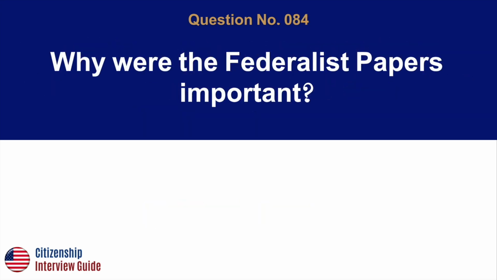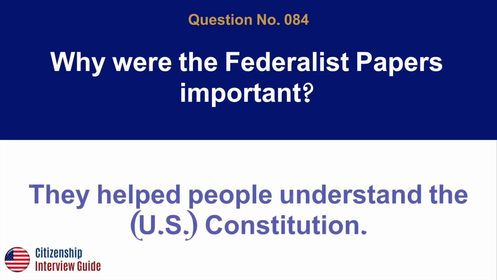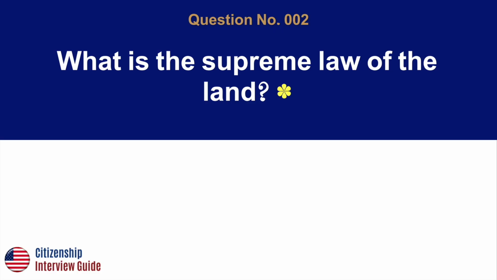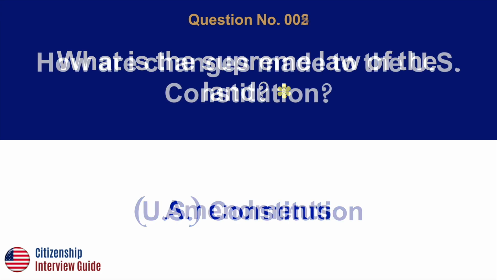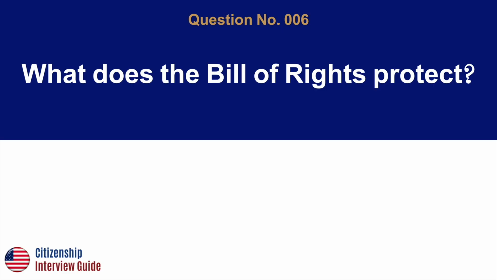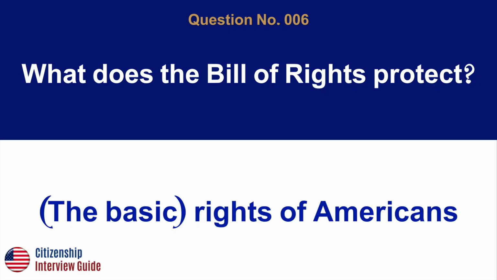Why were the Federalist Papers important? They helped people understand the U.S. Constitution. What is the supreme law of the land? U.S. Constitution. What does the Bill of Rights protect? The basic rights of Americans.